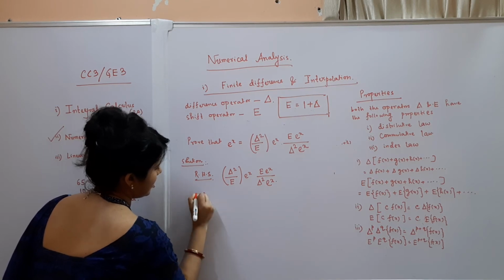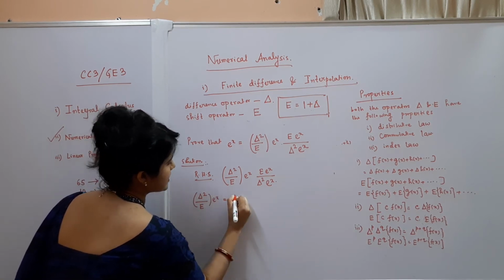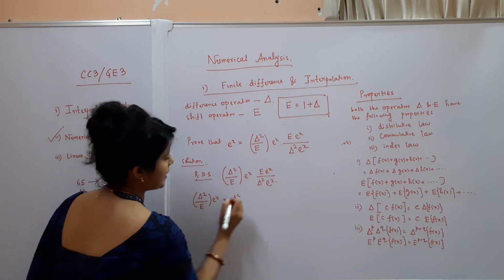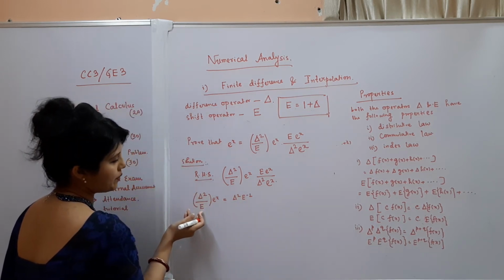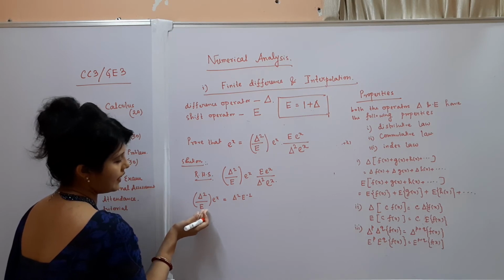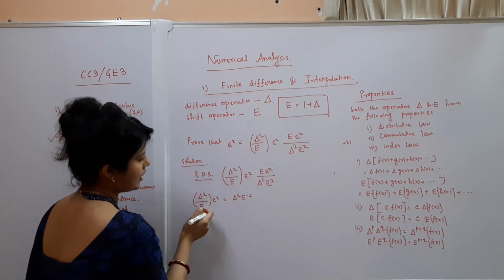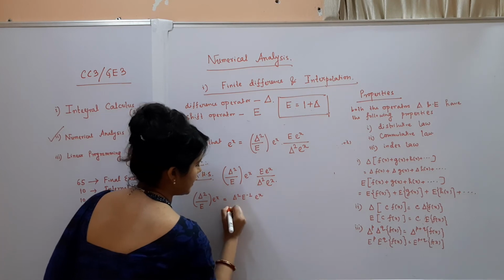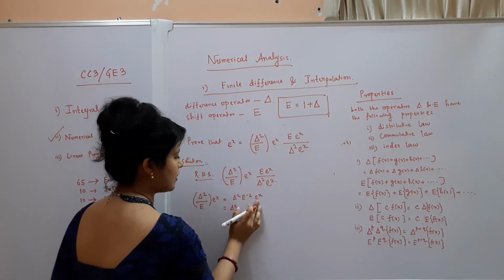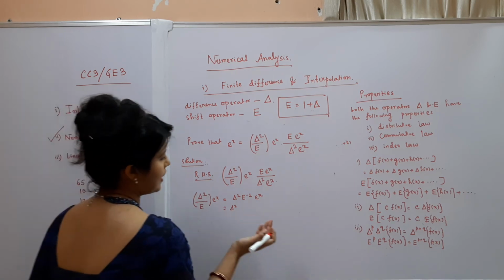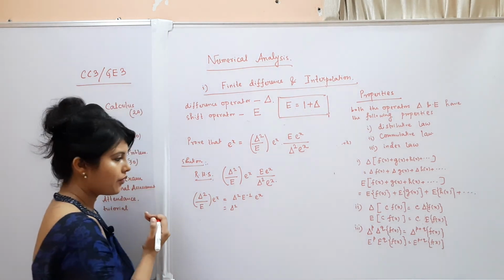Now, delta square e to the power x means delta square over e can be taken as the inverse. Okay, it is in the denominator. Now I can take it to the numerator. So e will be e inverse applied on e to the power x. So whenever e inverse is applied on e to the power x, it will move backward.